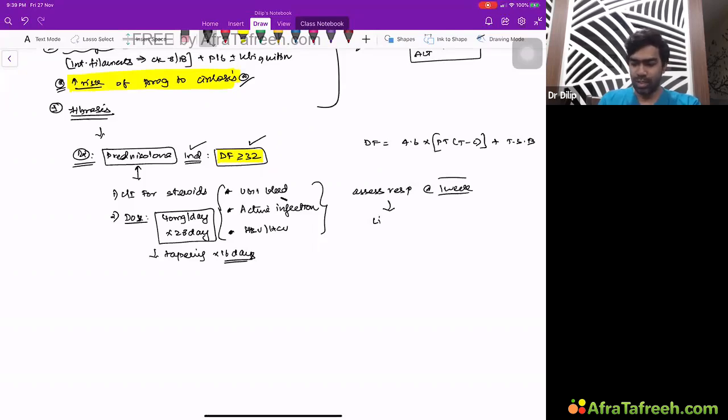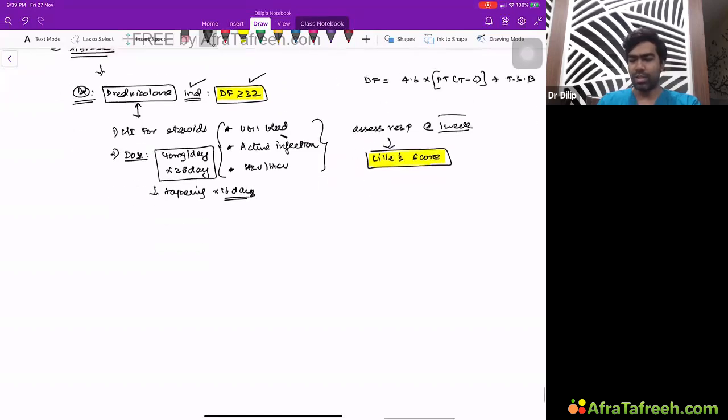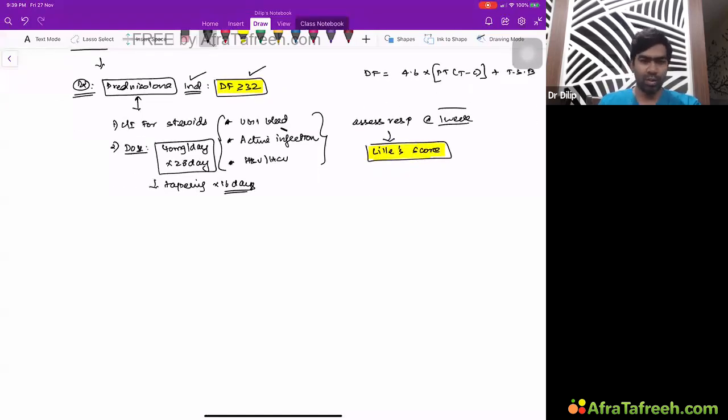The response is assessed with something called a Lille score. This is very important for the exam. It's a complicated score. No need to know the parameters, but you need to know the name. If the Lille score shows some improvement after 1 week, you can continue steroids. If the patient does not have any improvement based on the Lille score, then you can discontinue the steroids. There is no point in continuing the steroids anymore.